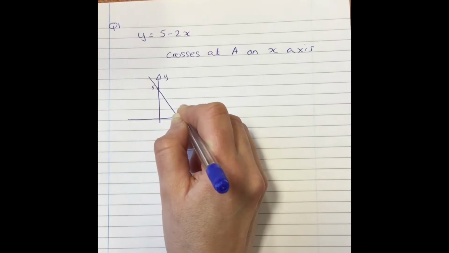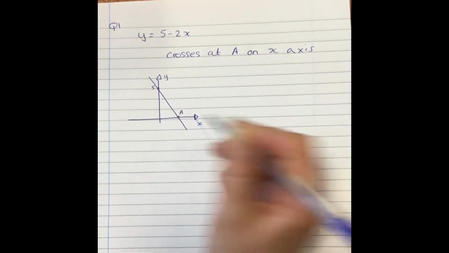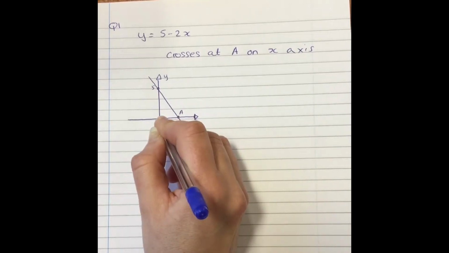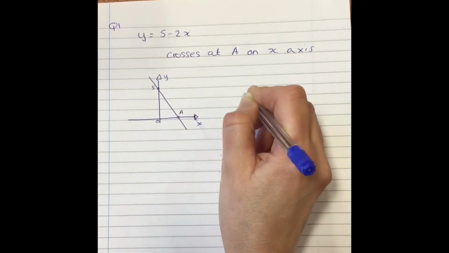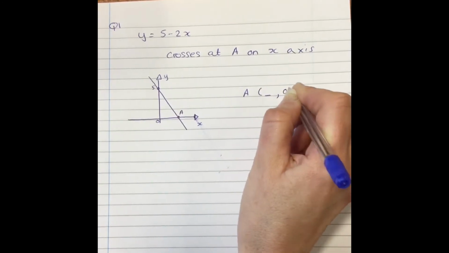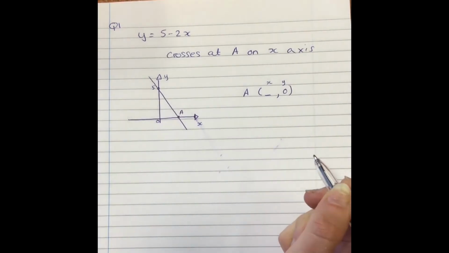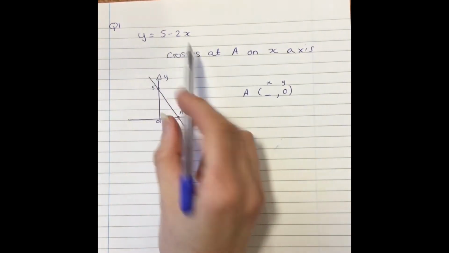This is the point A. Now, it crosses the x-axis at A. On the x-axis, y is clearly 0. So A is something, comma, 0. This is your x-coordinate, this is your y-coordinate. A lies on this line.